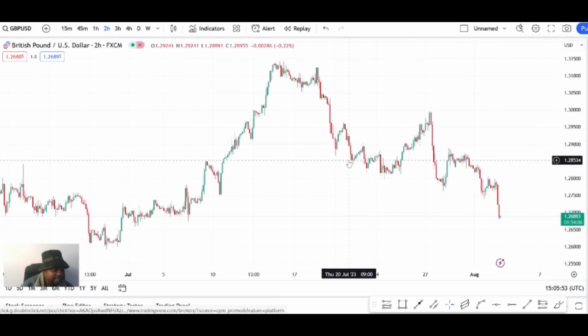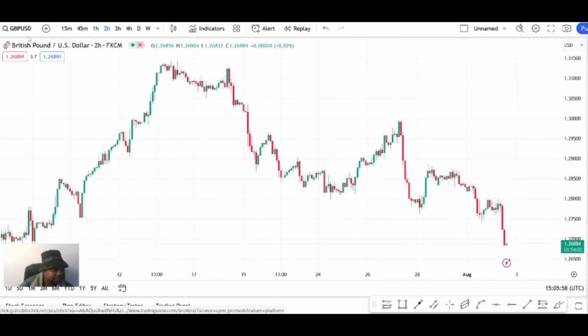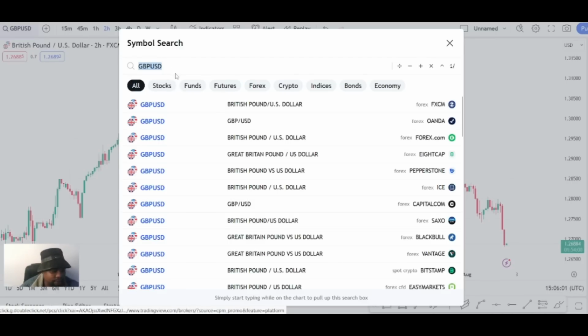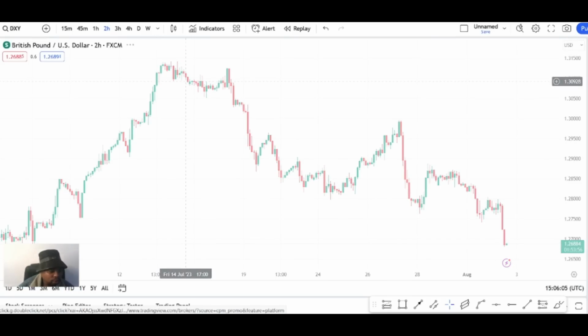Without wasting any further time, I'm going to start with the first thing, which is the DXY. Then I'm going to go to GBP USD. So let's start with the DXY for now so that we get to understand how strong the dollar is.